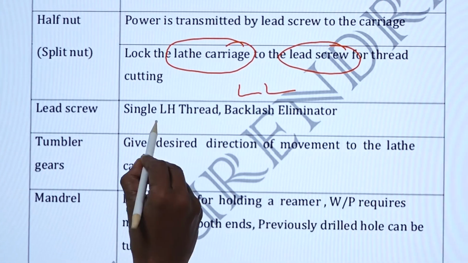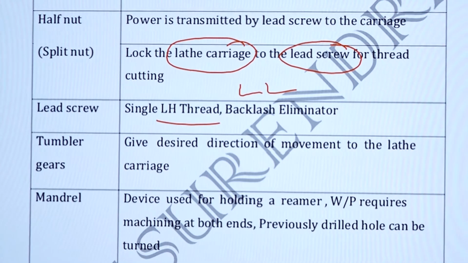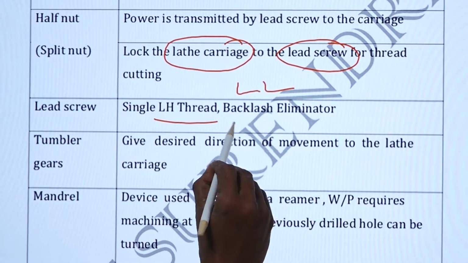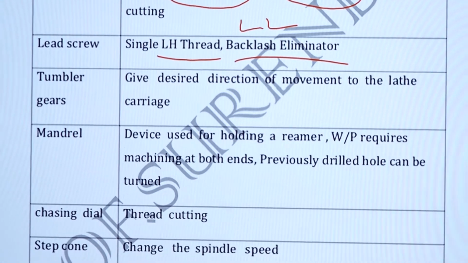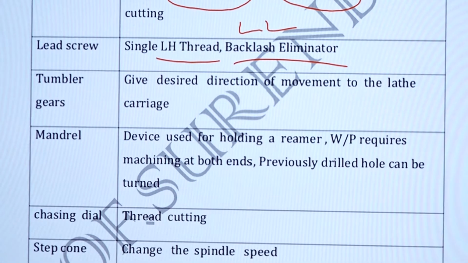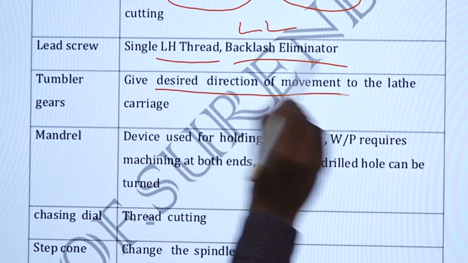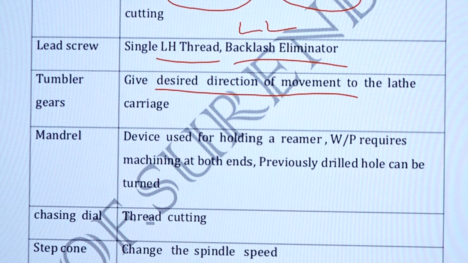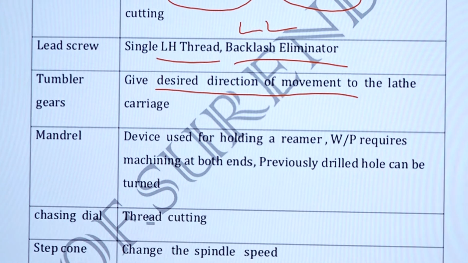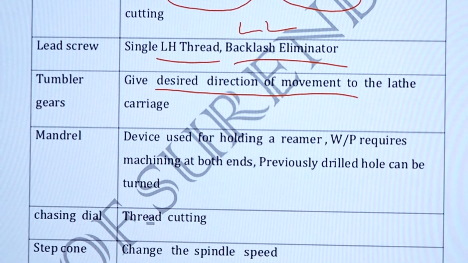And we should know about the lead screw. Lead screw has the left hand thread. Here we can provide the backlash eliminator. Tumbler gear, we know the tumbler gear. Tumbler gear gives the desired direction of movement in the carriage. The carriage moves in which direction, it has to be decided by the tumbler gear.